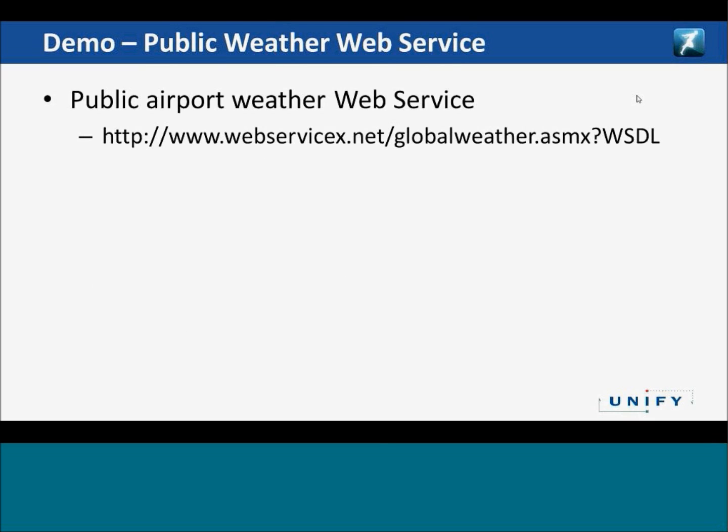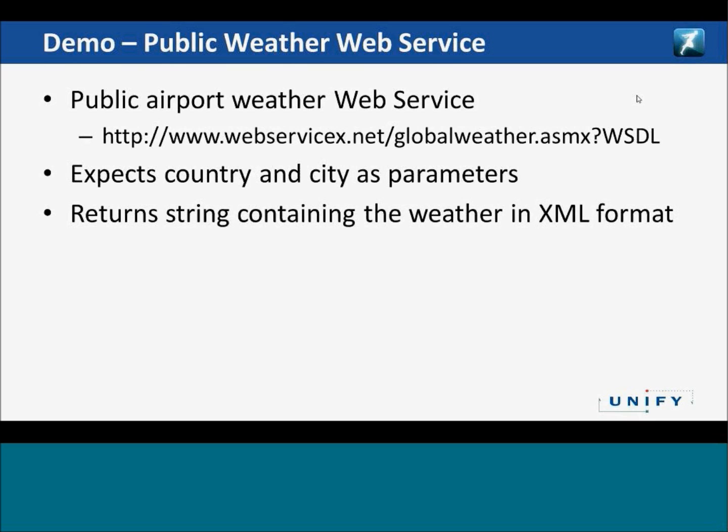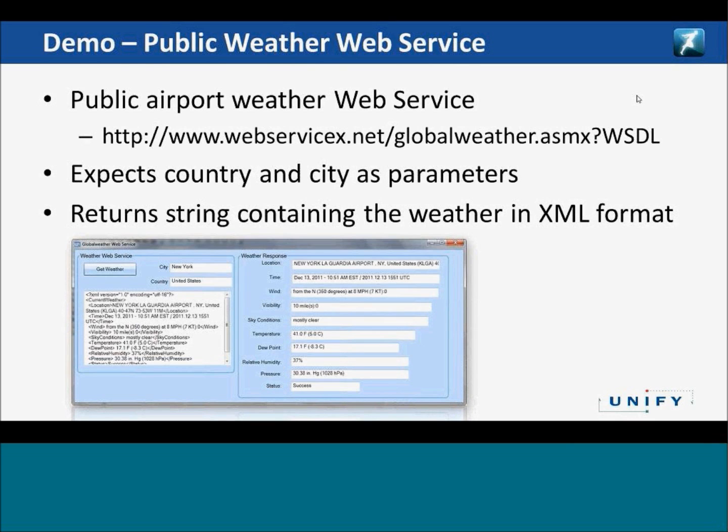Okay, here's another demo. A public airport weather web service. This website here, webservicex.net, provides a number of free public web services that you can consume and play around with. This specific operation expects a country and a city as parameters and returns a string containing the weather in XML format. So what you get is a single string that contains XML data, which is not very common for web services, but that's how this specific web service works.